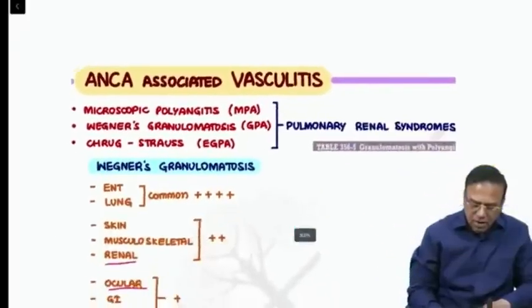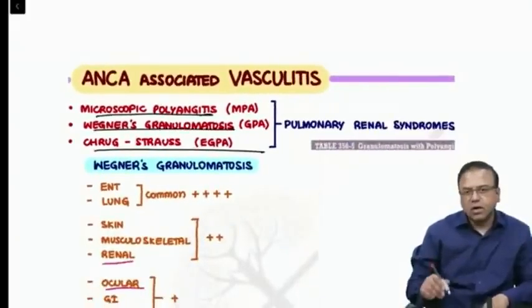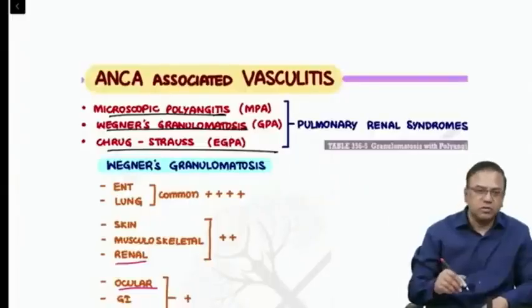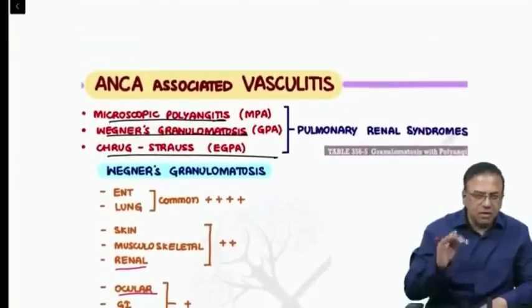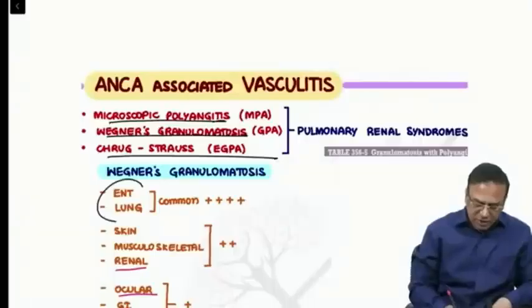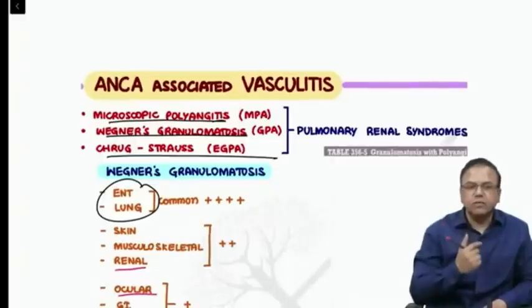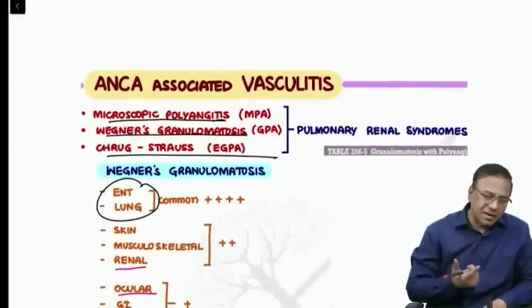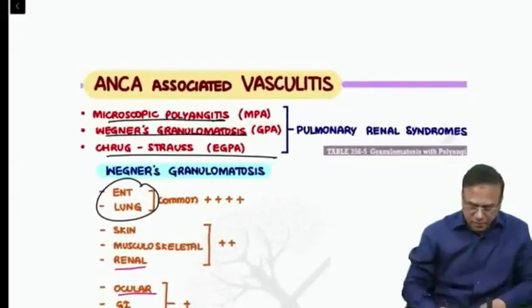So among the ANCA associated vasculitis, you have MPA, GPA and EGPA. GPA is Wegener, EGPA is Churg-Strauss, and MPA is microscopic polyangiitis. Broad idea is that among the three, all of them will involve the lung and the kidney. But the difference is if ENT and eye problems are there, it is Wegener. Sinusitis will be there, scleritis can occur, conjunctivitis can occur. So eye and ENT problem favors Wegener's.